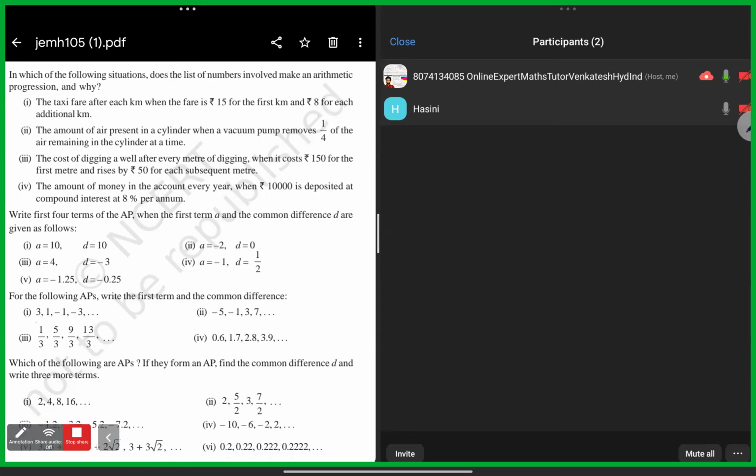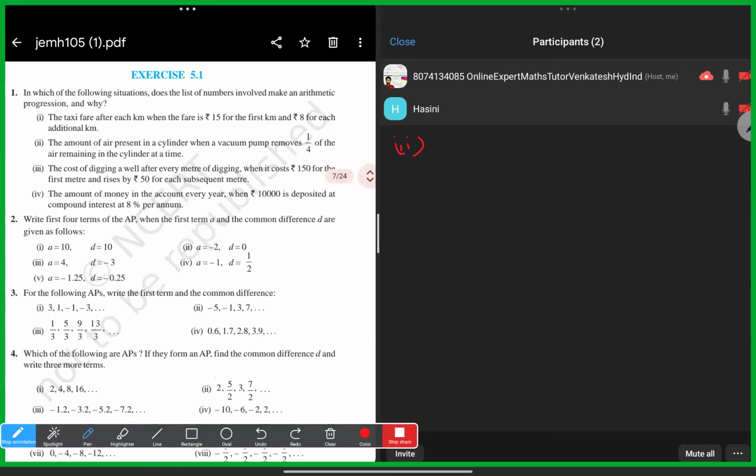That is, the amount of air present. Originally, let us take it that 100 is there. In the starting, the full cylinder has 100. Now, what is this vacuum pump removing? One-fourth of it. This is situation one. Initially it has 100, A1, term one.